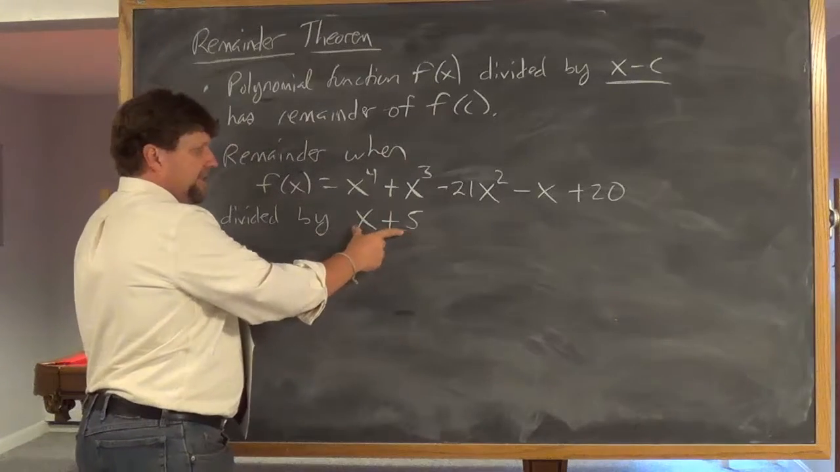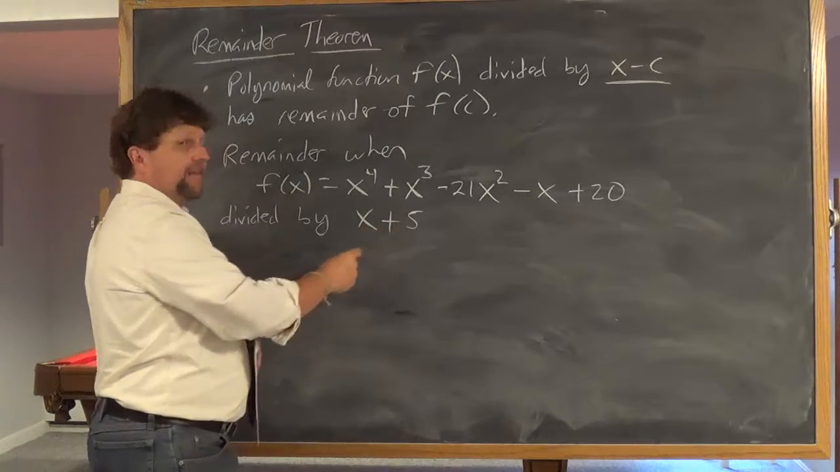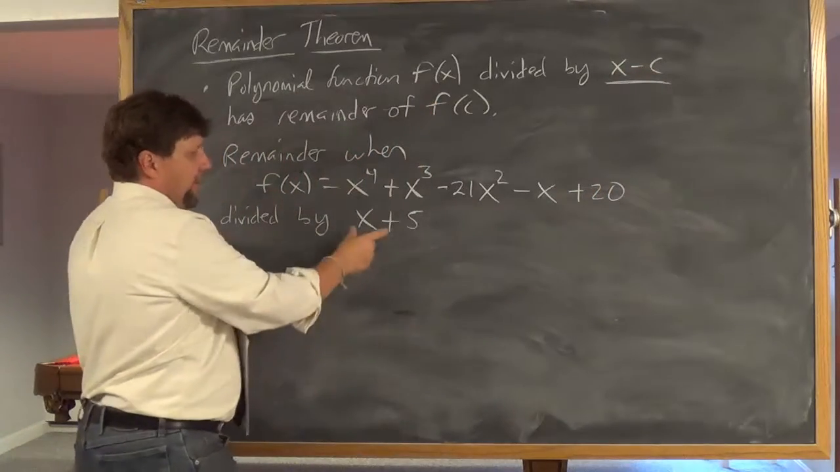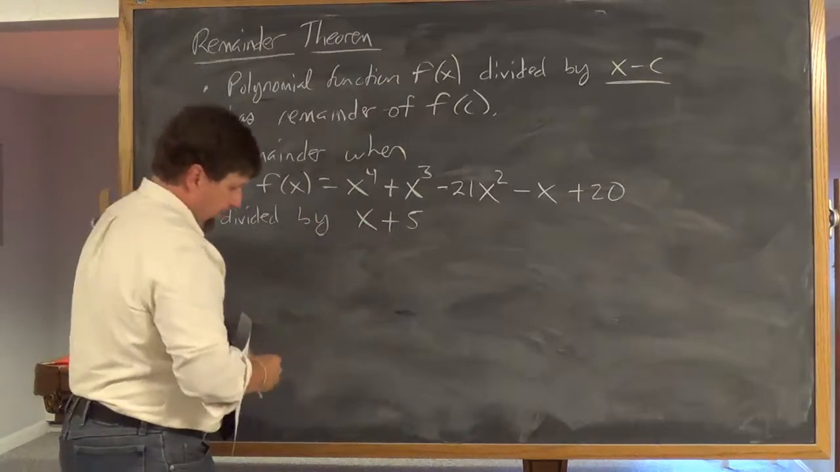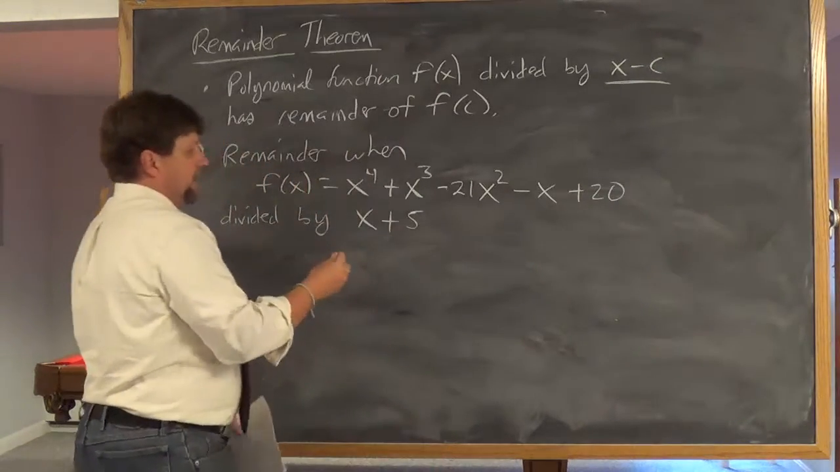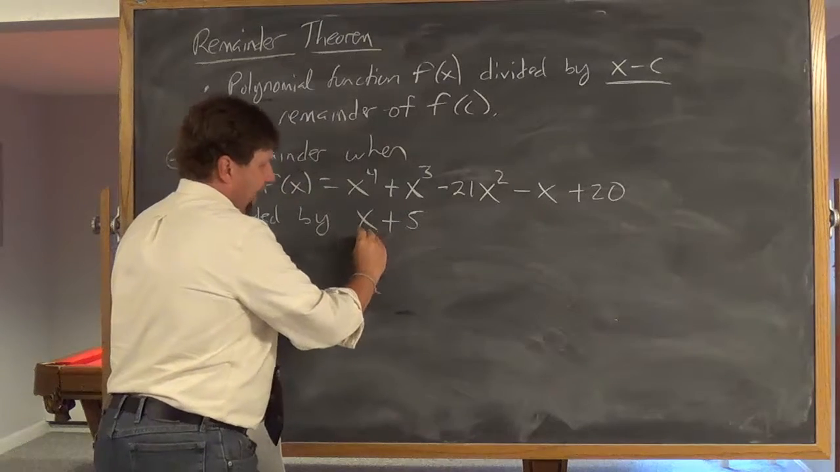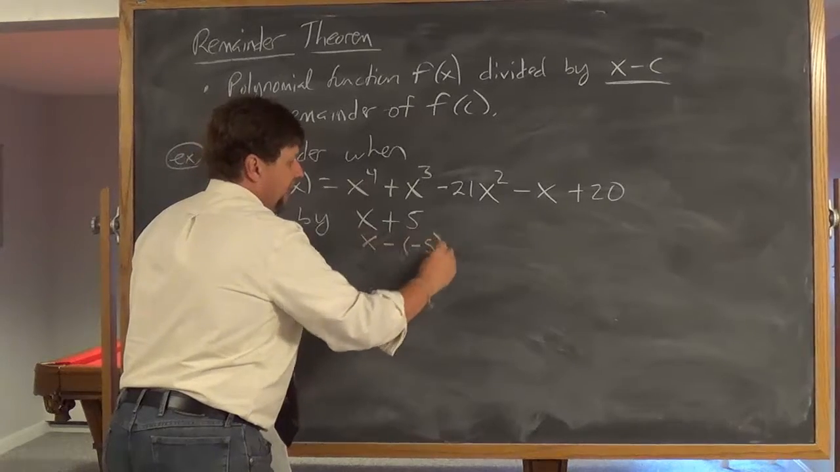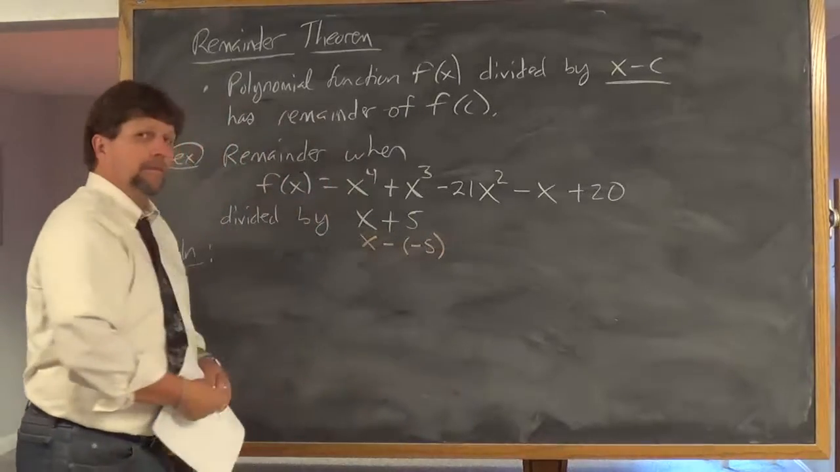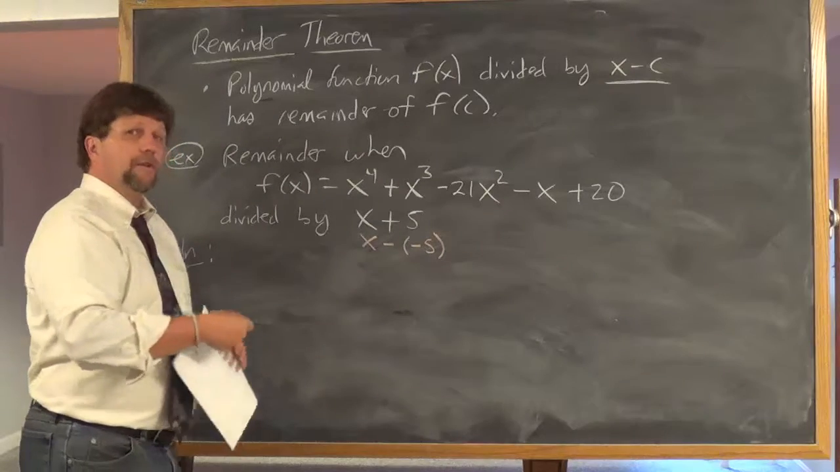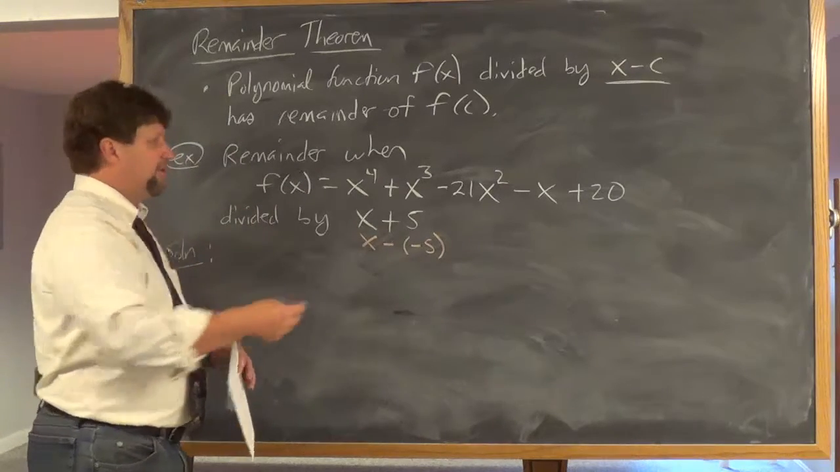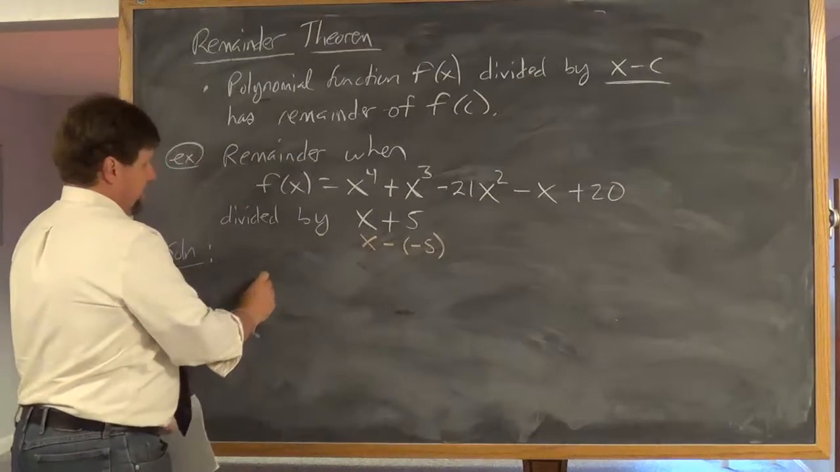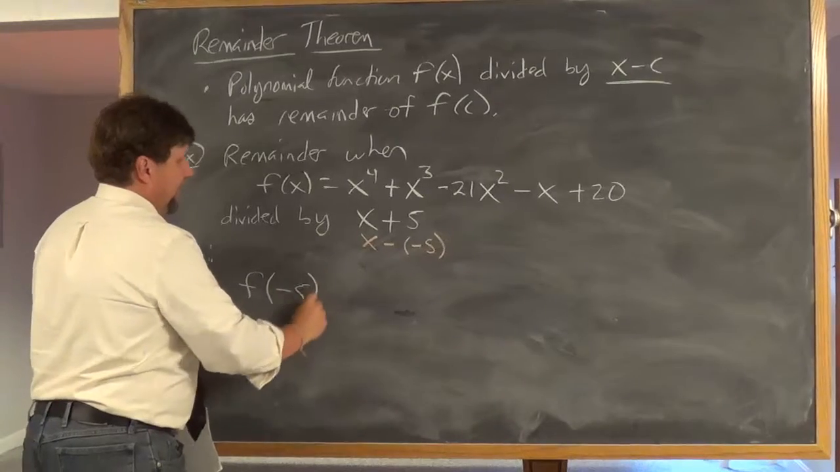So if I want to consider dividing by x plus 5 to be of the form x minus c, if I want to write this in an x minus form, let me get out the brown chalk here, x plus 5 has the form of x minus negative 5. So to determine the remainder, all I have to do is evaluate the function at negative 5. So I just compute f of negative 5.